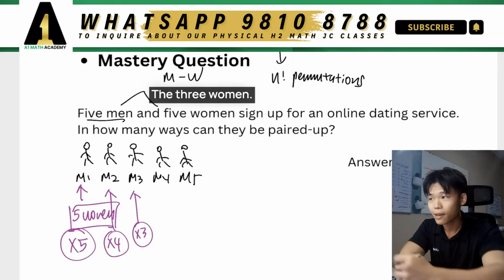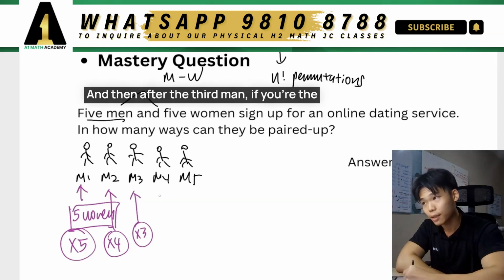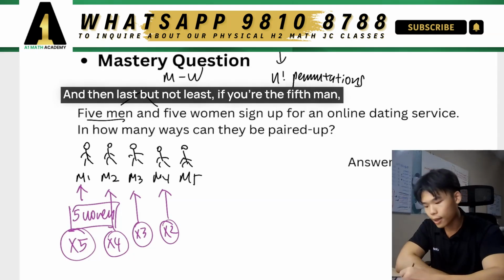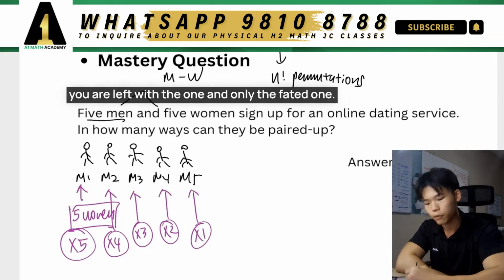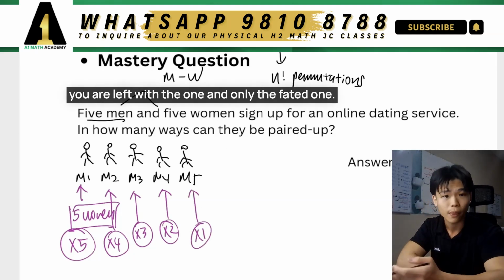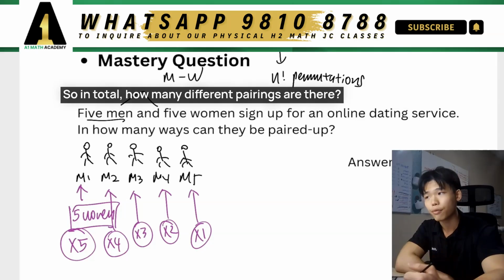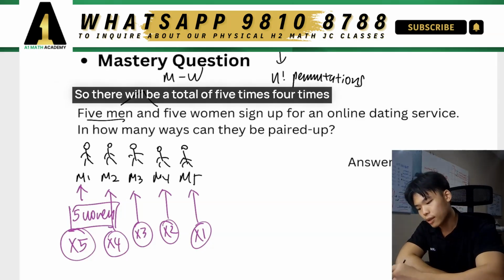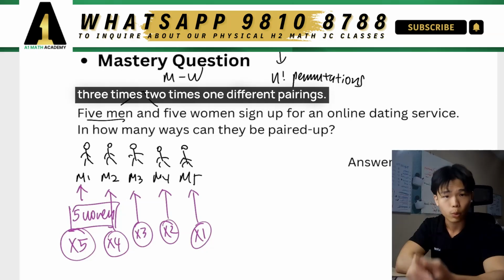The 3 women. And then after the third man, if you're the 4th man, you are left with 2 women, right? And then last but not least, if you're the 5th man, you are left with the one and only, the fated one. So in total, how many different pairings are there, right? So there will be a total of 5 times 4 times 3 times 2 times 1 different pairings.